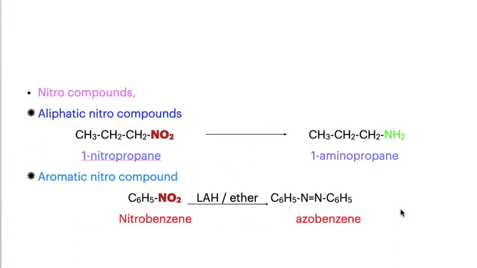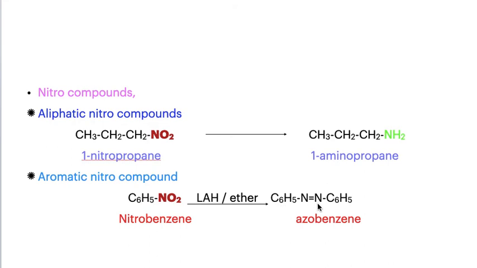Nitro compounds. Aliphatic nitro compounds form amino compounds. 1-Nitropropane, CH3CH2CH2NO2, on reduction with lithium aluminum hydride gives 1-aminopropane, CH3CH2CH2NH2. While with aromatic nitro compounds, we get complex products. Nitrobenzene, C6H5NO2, on reduction with lithium aluminum hydride in ether gives azobenzene as the product, C6H5N=NC6H5.